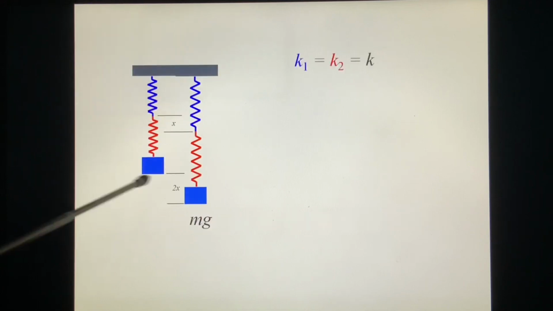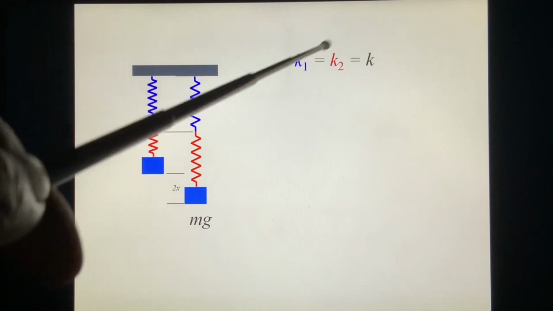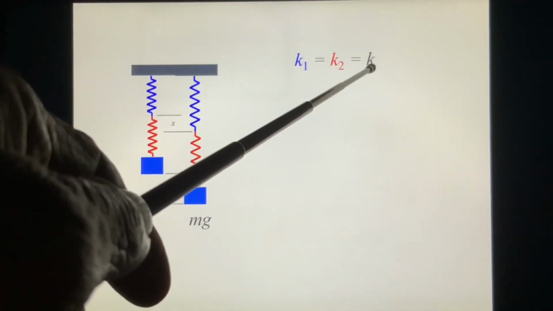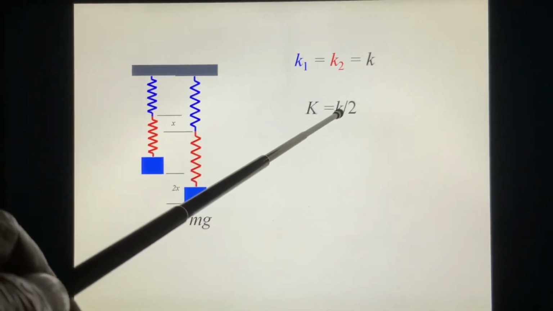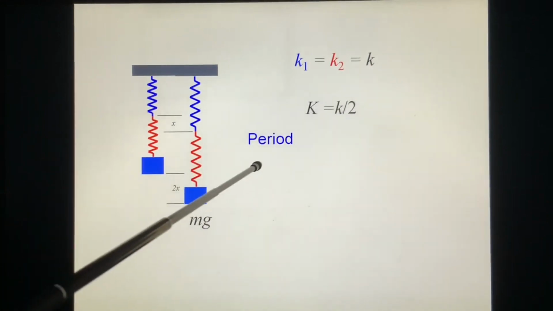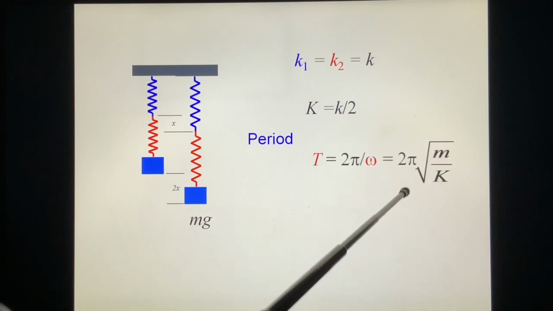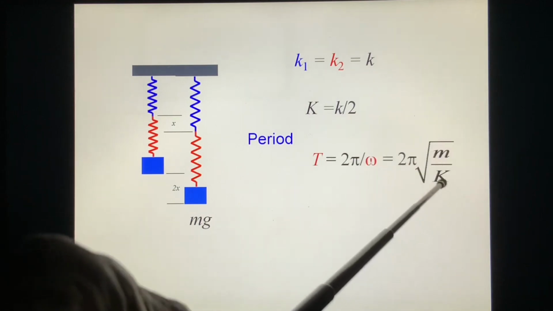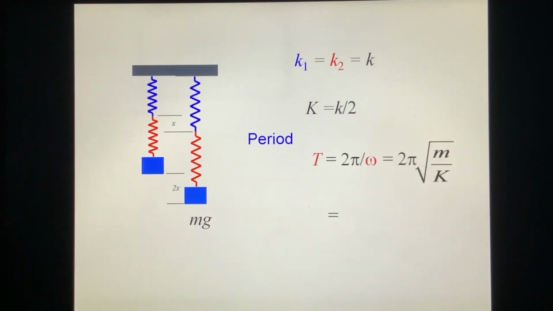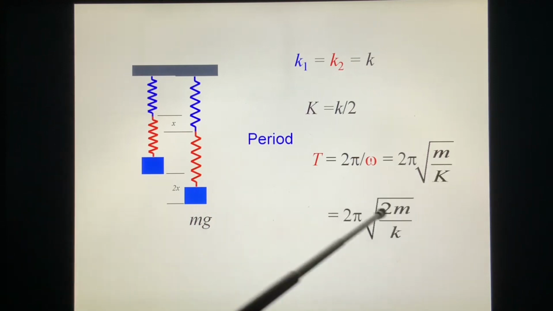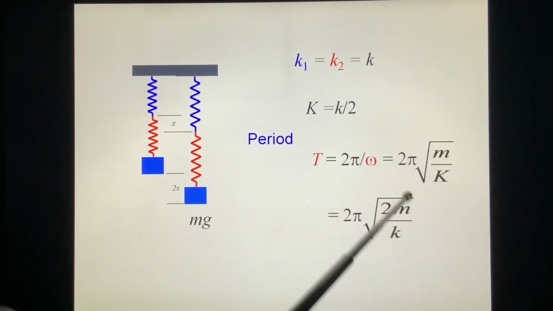Now we go back to our question because all the k are the same. This K equal to half k. Then we go to period, very easy. It's 2 pi over omega. Okay, 2 pi square root of m over K. This K is half k. So we get T equal to 2 pi square root of 2m over k. Okay?